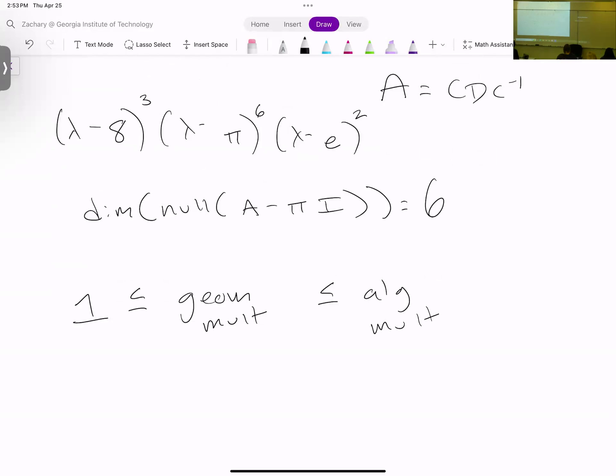If these two are equal for all lambda, we call this diagonalizable. Okay. So far, so good.